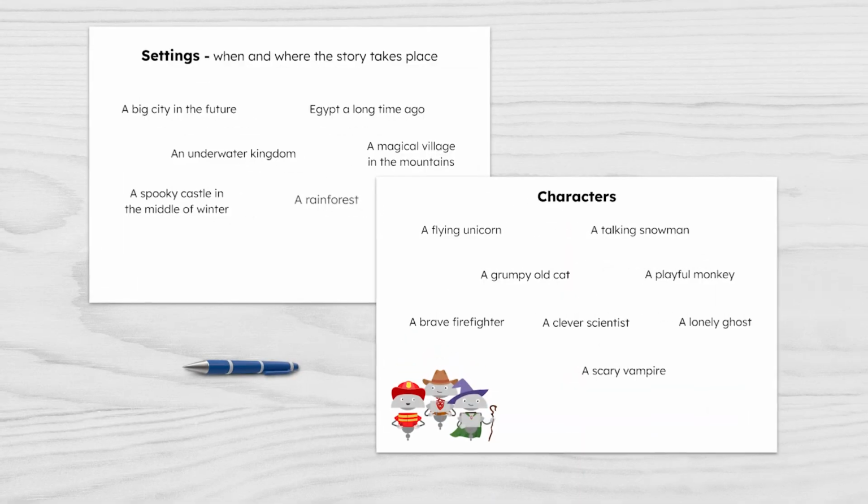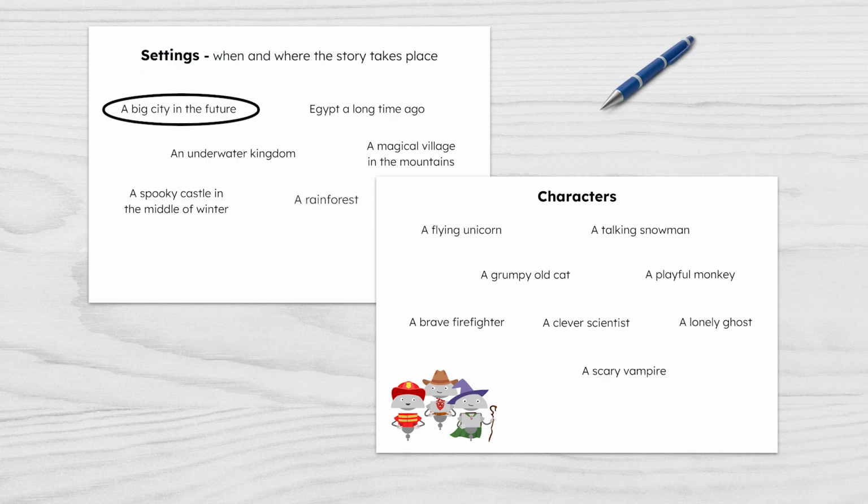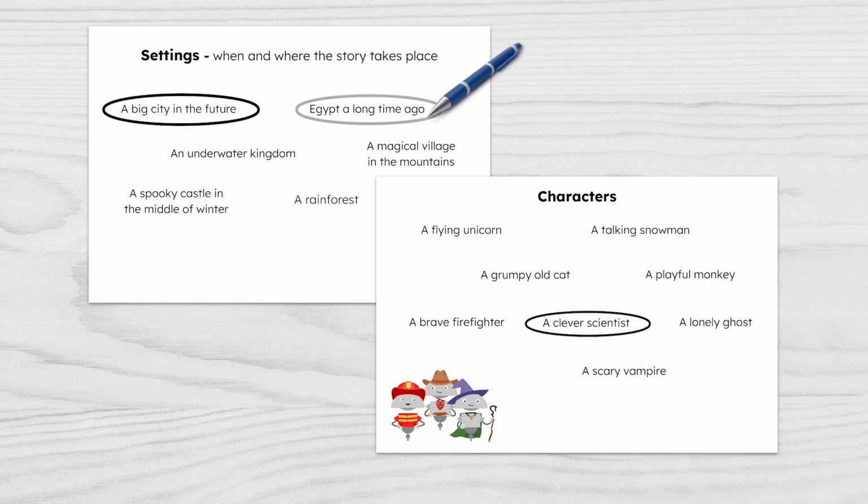Now that we have some great ideas for settings and characters, the next step is to combine them to create story ideas that are fun and make sense. We should ask ourselves which character fits well in which setting. Let's start with a big city in the future. I can imagine a clever scientist in that setting. What about Egypt a long time ago? Which character might match this setting?